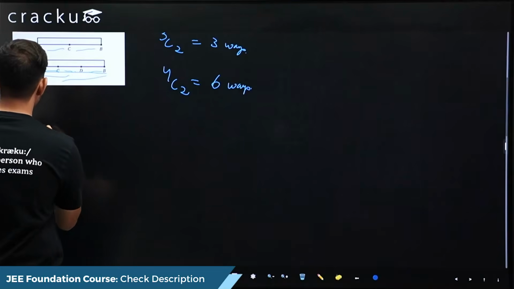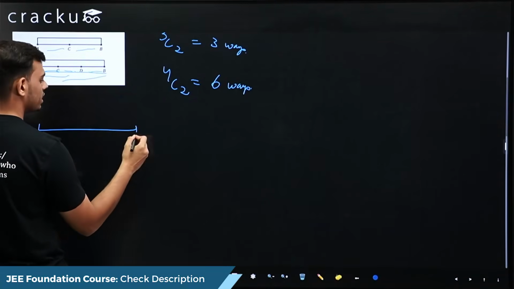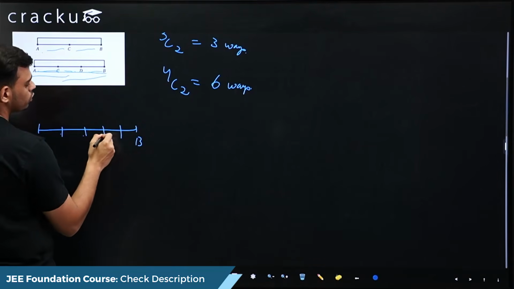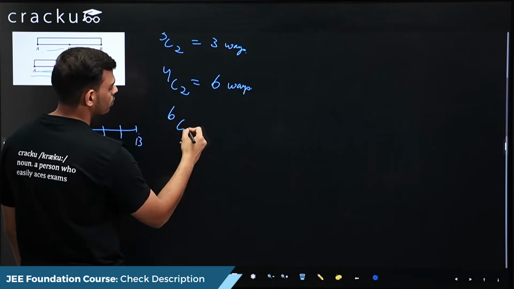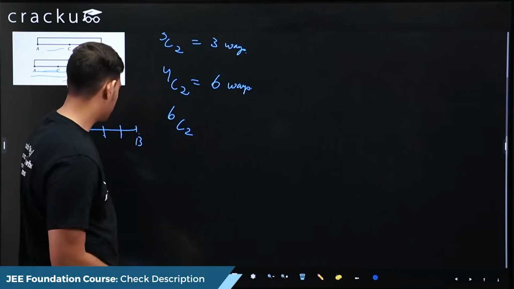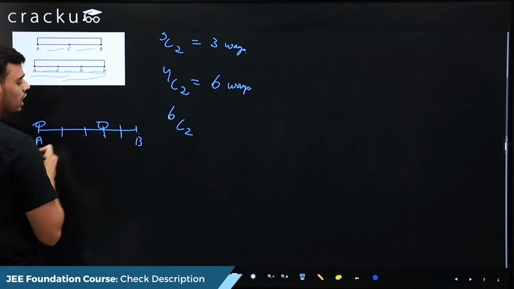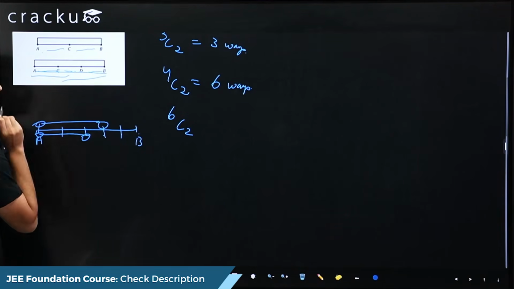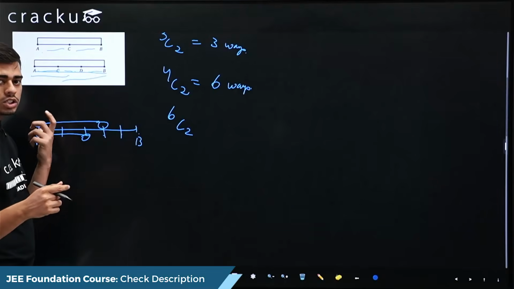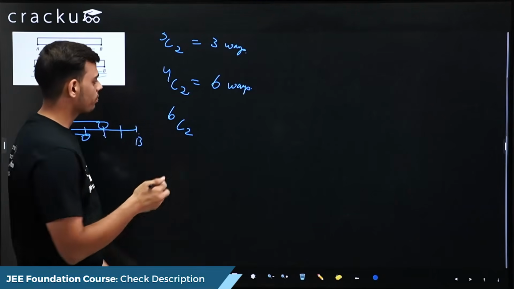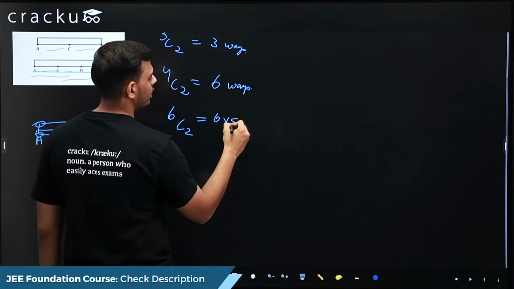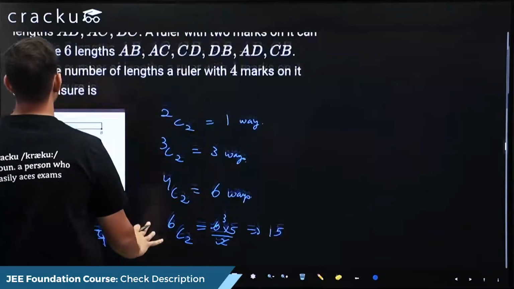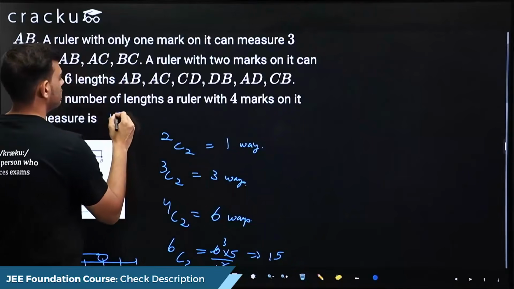Now, in a new ruler, A and B, there are 4 marks. 1, 2, 3, 4. A total of 1, 2, 3, 4, 5, 6 points. I need to take only 2 points from it to measure a length. Let us suppose I took this and this, I'll measure the length between them. So we need 2 points for a distance. I'm taking 2 points here. 6 into 5 by 2 is 15 lengths. So from a ruler with 4 points in between, I can measure 15 lengths.